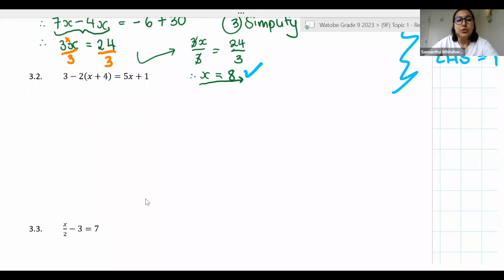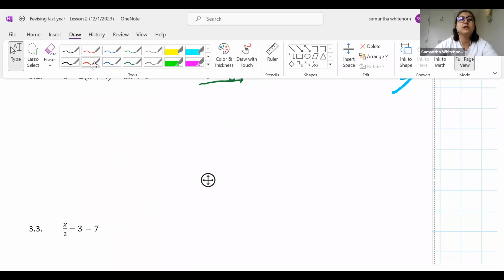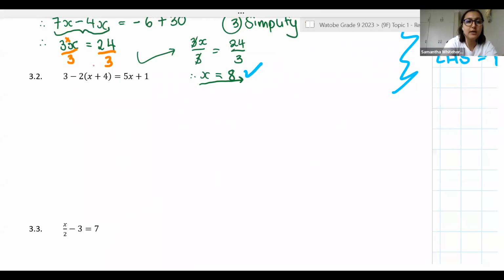So 3.2, we've got 3 minus 2 times the bracket x plus 4 is equal to 5x plus 1. Now, when we have a situation like this where we've got brackets, remember, this almost goes back to BODMAS. I don't really want those brackets there. So the first thing I'm going to deal with is I'm going to multiply out those brackets.